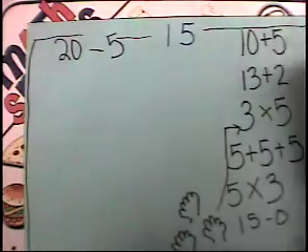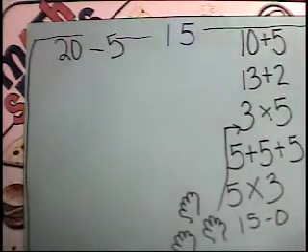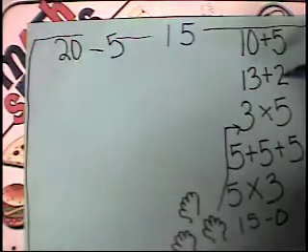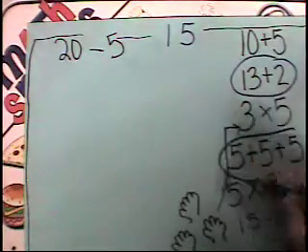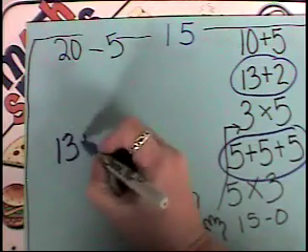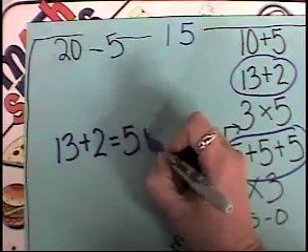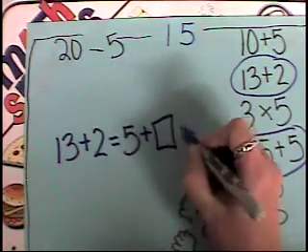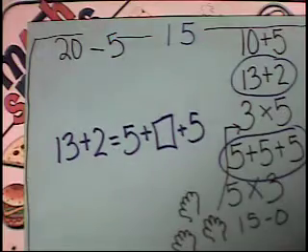Right. So what if I pull, I'm going to get a different color out. What if we would pull this one and this one out. And we set them up like 13 plus 2 is equal to 5 plus box plus 5. Leading towards algebra. Yes, it is.